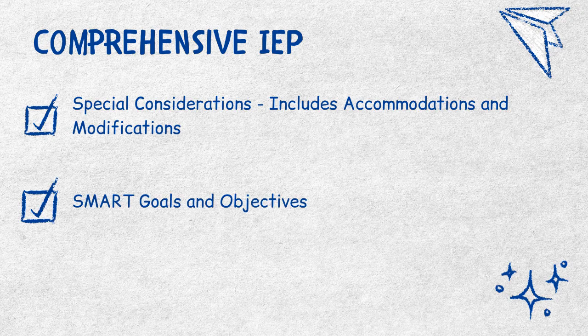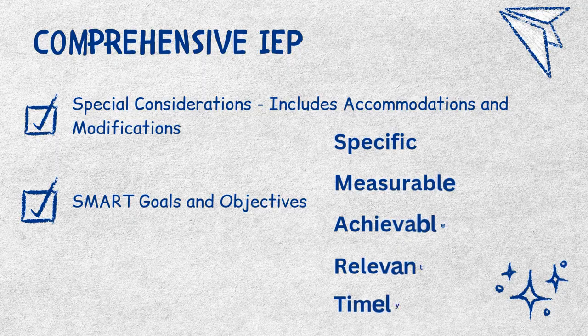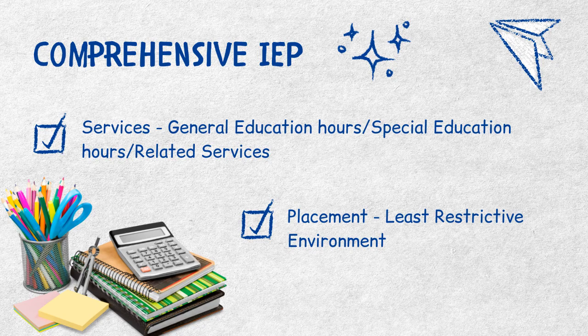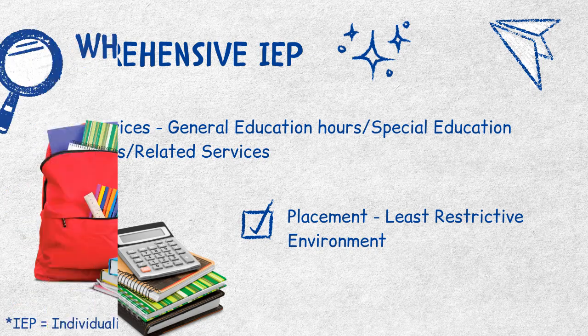The goals and objectives will be aligned to your student's current levels of performance. Goals and objectives should be SMART. SMART stands for specific, measurable, achievable, relevant, and timely. Next in the IEP is a listing of services that include special education provided inside or outside the classroom, as well as areas such as physical therapy, occupational therapy, and speech. Services are determined to take place in a student's least restrictive environment, allowing a special education student to join their non-disabled peers to the maximum extent possible.